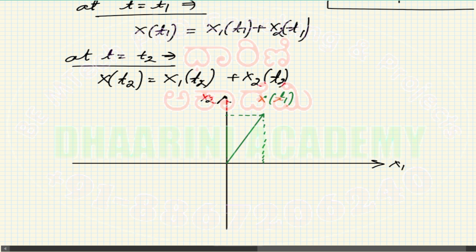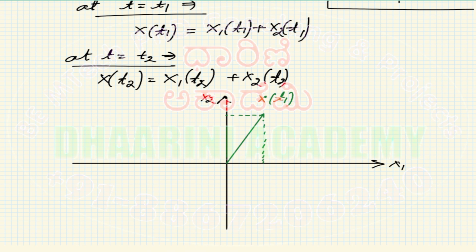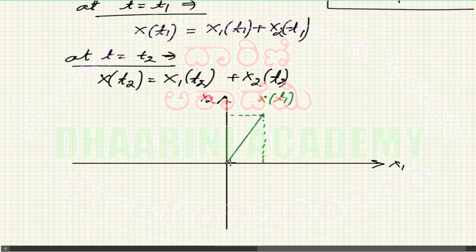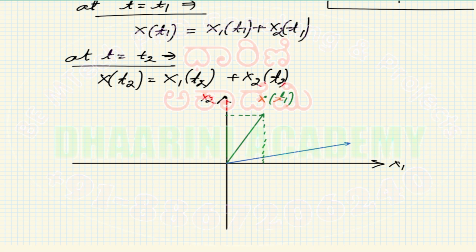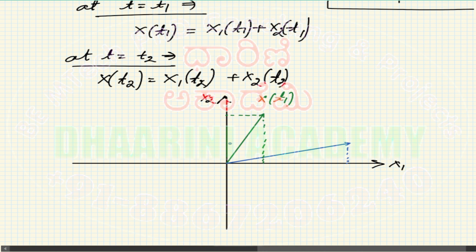Now let me change the color and denote the x of t2 at a different time t2. The state of the system is represented like this. It changed because, dependent on the past values, it's going to change. So let's assume that this is x1 and x2 like this. So this denotes the x of t2. So we obtain an equation like this.